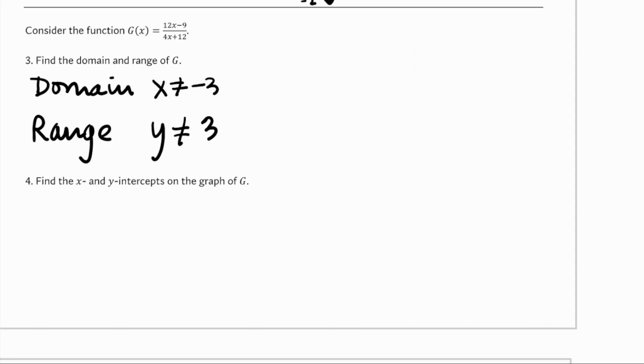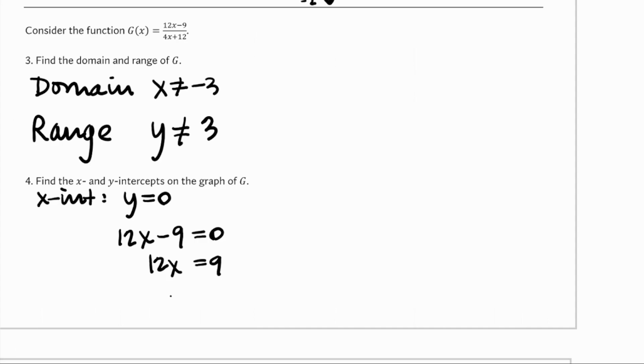The x and y intercepts on the graph of g. The x-intercept, that's where y equals 0, and this is kind of the first time I told you, okay, if a fraction is going to equal 0, it's only because its numerator is 0 and its denominator is non-zero. So what we would do is say 12x minus 9 equals 0, add 9 to both sides, divide by 12, and I get 9 over 12, which is the same as 3/4.